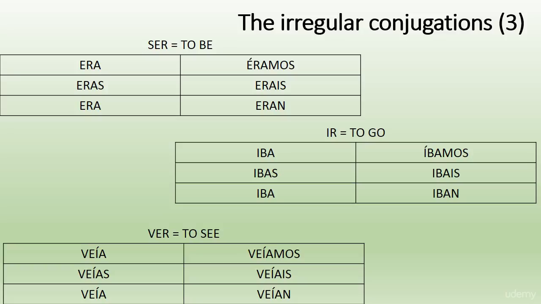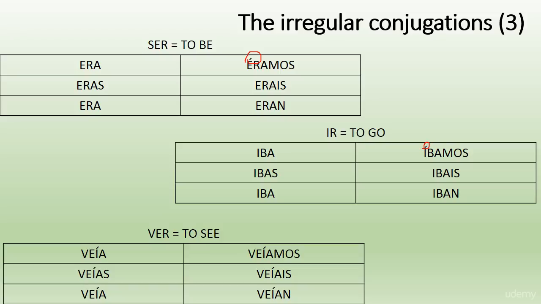So those 3 irregular verbs are ser, and the conjugations there, era, eras, era, éramos, and make sure that you make note of that written accent here, erais and eran. Ir, iba, ibas, iba, íbamos, written accent, ibais, iban, and finally ver, veía, veías, veía, veíamos, veíais, veían.